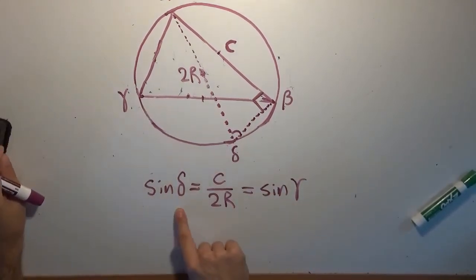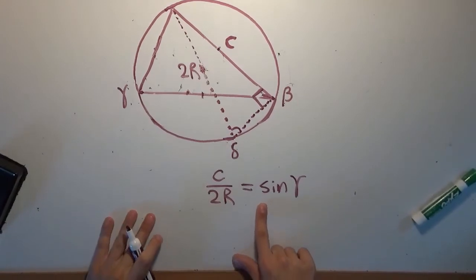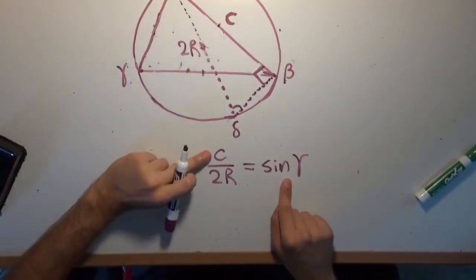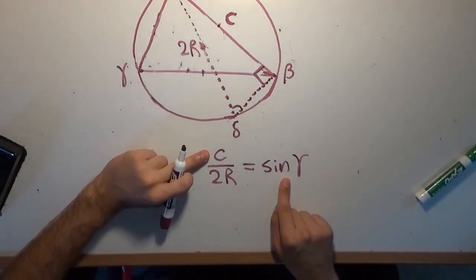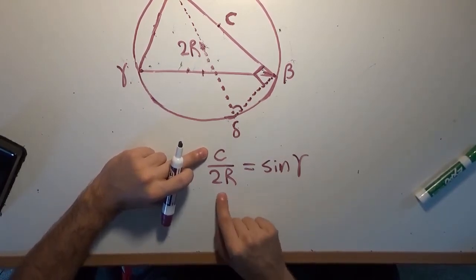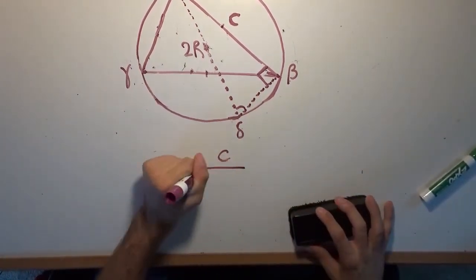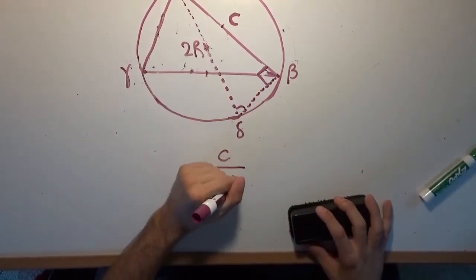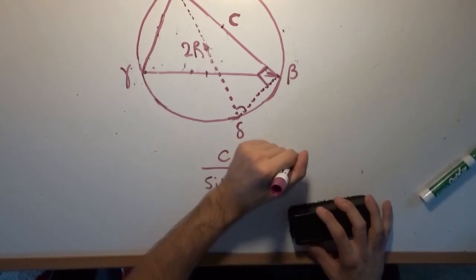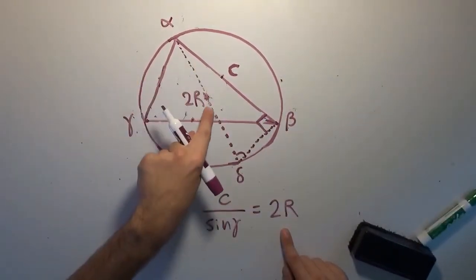So now that we've done this with delta, we can eliminate it, but look what we have. We have a relationship with the sine of gamma and the opposite side to gamma, c. So what we can do is multiply 2r over and divide by the sine of gamma. And look what we end up with: c divided by the sine of gamma equals 2 times the radius of the circumscribed circle, which gives the circumcenter.